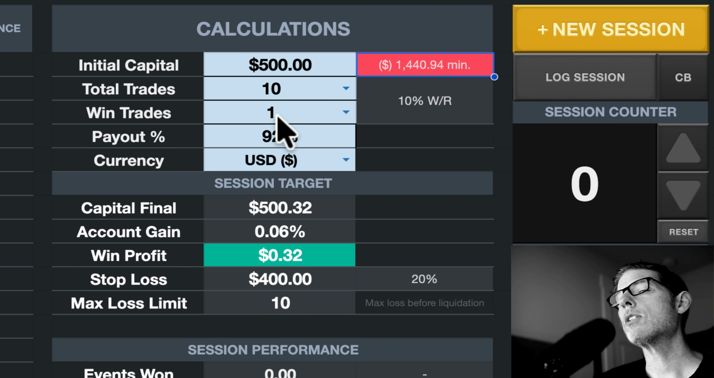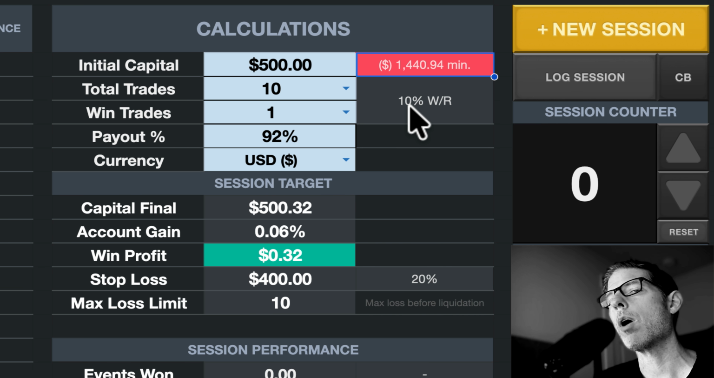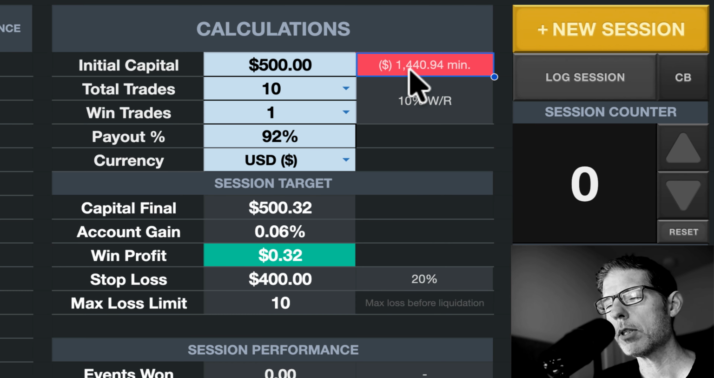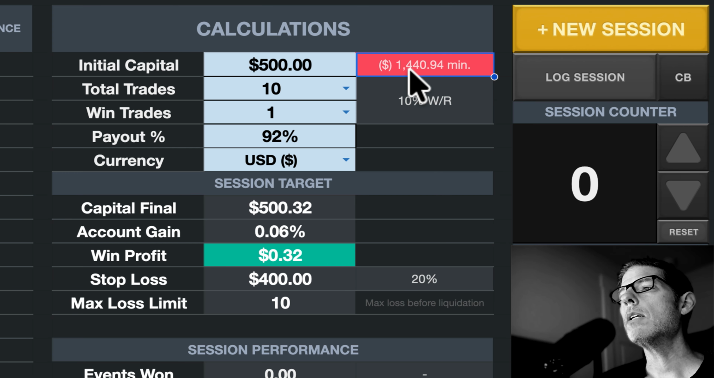But to win, let's just say 1 out of 10, which means that you must have a 10% win rate or higher with your trading sessions. You're going to have a little over $1,440. Okay. But let's just go a little bit lower here.